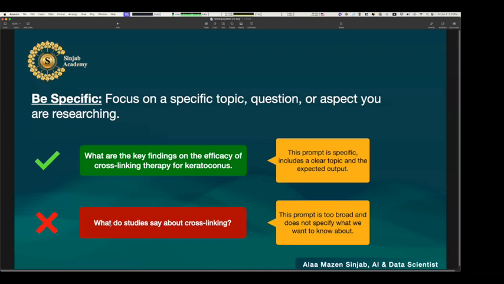The wrong way to do it is, what do studies say about cross-linking? We are not really specifying anything. Also, this is a little bit not needed because we are already looking through all the studies, so a part like that is just more jargon that is not going to be used, and it's too broad. I'm sorry for interrupting you frequently, Ala, but by the way, Ala is putting these examples based on the experience he got from the questions, because the Infinity has been available maybe 2 months now, and people are using it.